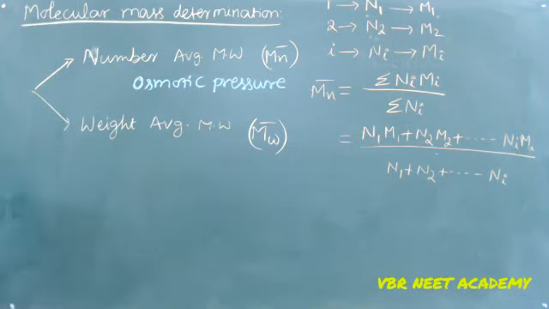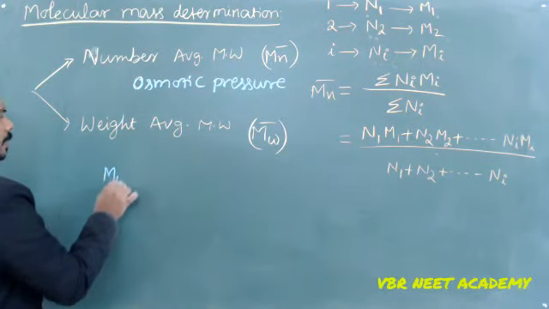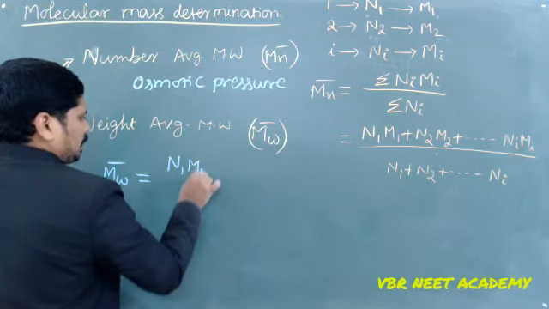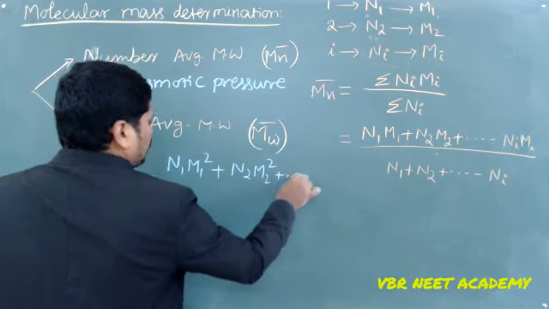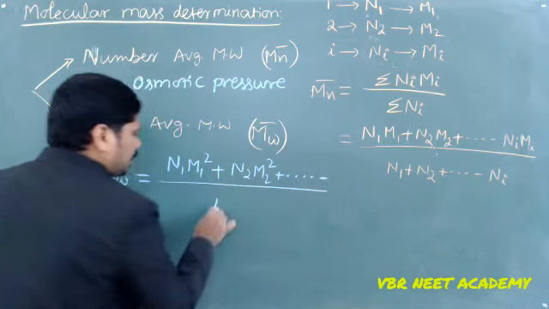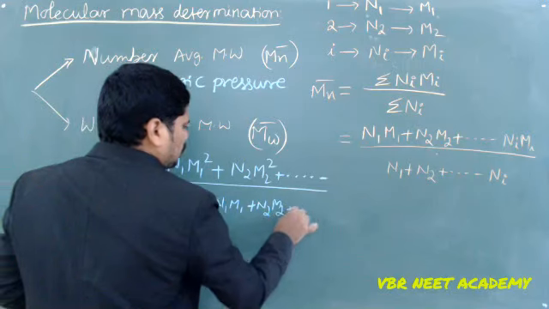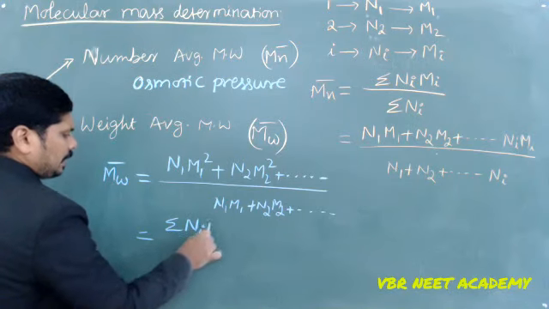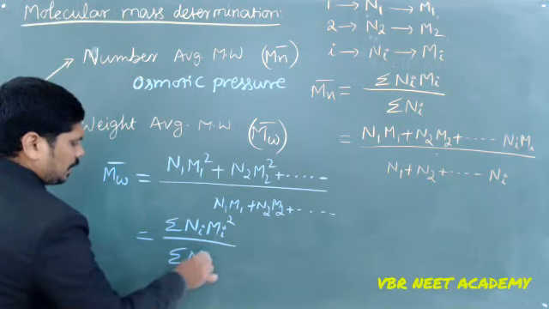Like that, I can get the number average molecular weight for a given polymeric chain. And how to get the weight average molecular weight? Same concept: Mw bar is equal to N1 M1 square plus N2 M2 square plus so on, divided by N1 M1 plus N2 M2 plus so on. So I can write this as sigma Ni Mi square by sigma Ni Mi.